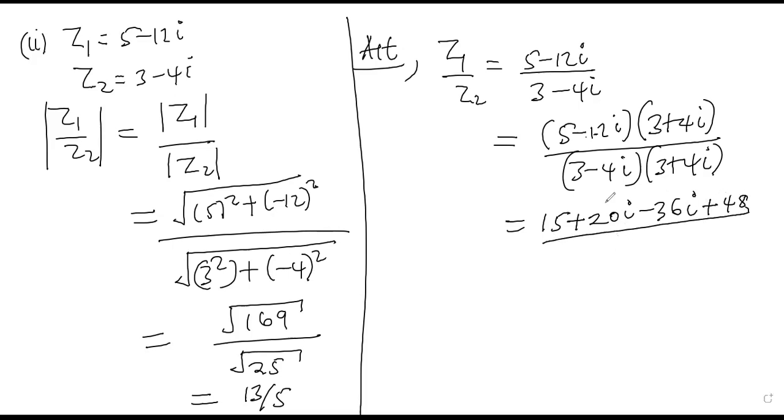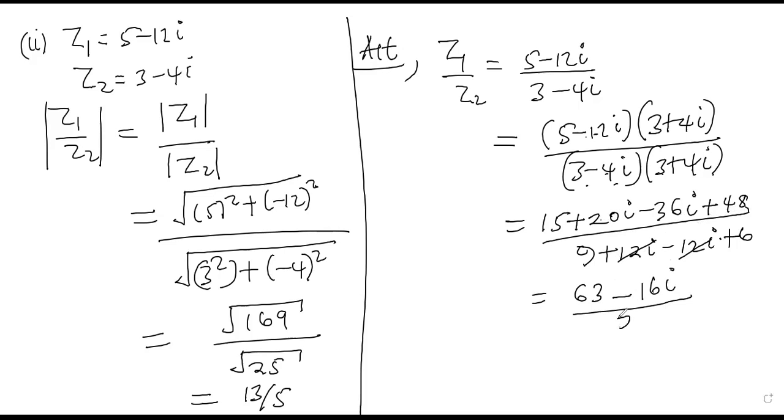Everything is out of 3 squared, which is 9, plus 12i minus 12i, then this is the same as 4i squared, so it will bring us to get, this is 16, but negative, so it will be plus 16. So this one will cancel with this. So we shall get 15 plus 48, that is 63. 20i minus 36i, we shall get minus 16i out of 25.